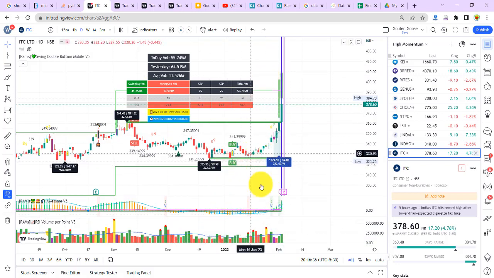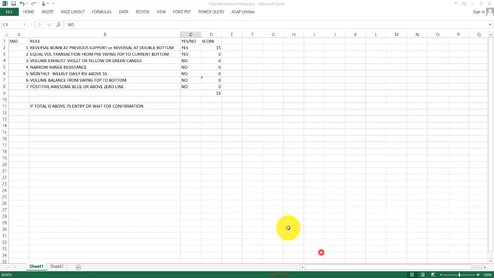So this one here you can see the yellow candle. So we can take entry either on this yellow candle as the double bottom is confirmed, or we can take the entry after this violet candle. That means on the number 9 here. So enter yes. Reversal bomb or double bottom, yes.